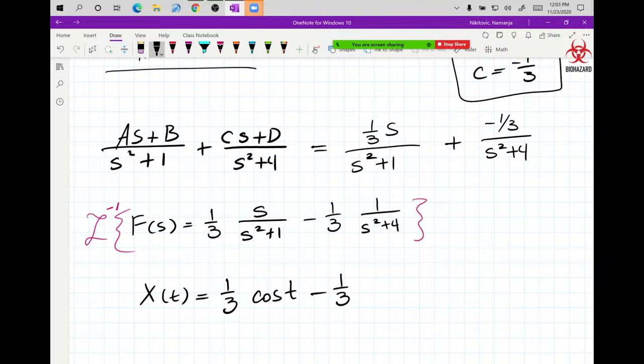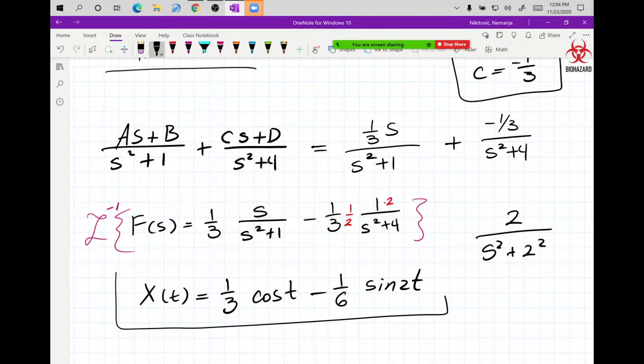Minus 1/3. Now we have an issue. We know that for sine, this is your k squared, you have to have k on top, which means that if you have s squared plus 2 squared on the bottom, you have to have 2 on top. So in order for me to transform this second one, I need to multiply 2 and 1/2 in front, right? Which changes this 1/3 into 1 over 6. And that's going to be sine 2t. And now the problem is over.